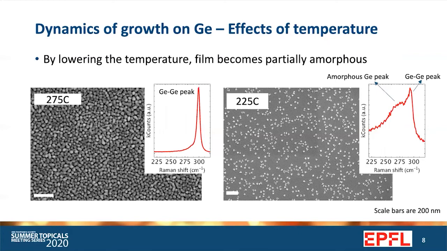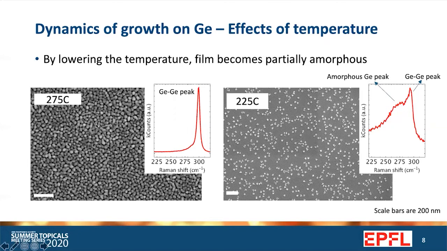However, when we went from 275 degrees to 225, we did not observe a switch between 3D and 2D growth. In fact, we observed at 225 a bunch of crystallites in an amorphous matrix, which we could determine thanks to Raman spectroscopy, which gave a crystalline germanium peak and an amorphous broad peak at lower Raman shifts.